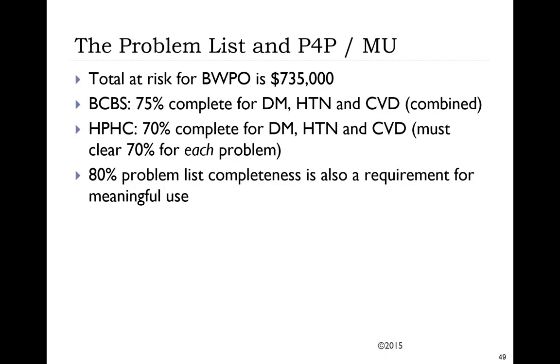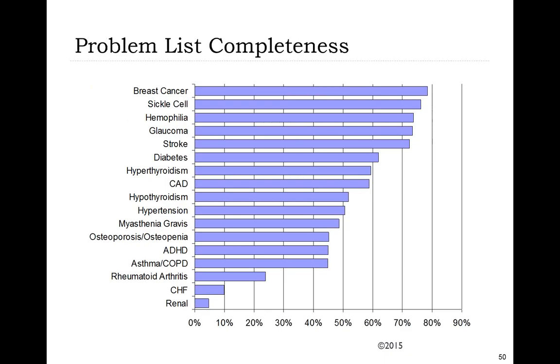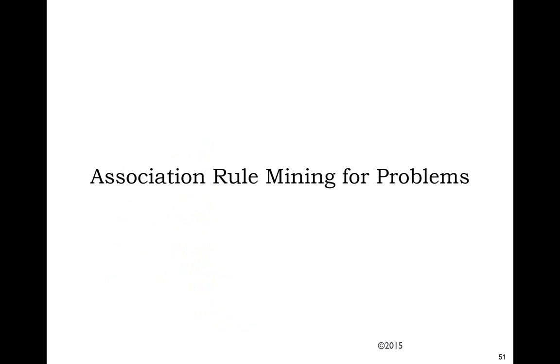And so if you go forward another slide, please, you can see that there were no problems where we were up to 80%, and in fact, for most of the key problems, we were below the 75% threshold that we had set for our pay-for-performance programs. So we were worried about this, obviously, and we decided we wanted to try to tackle the problem. So if you go forward another slide.